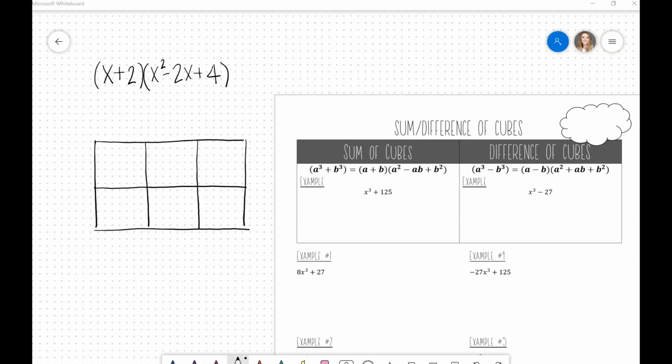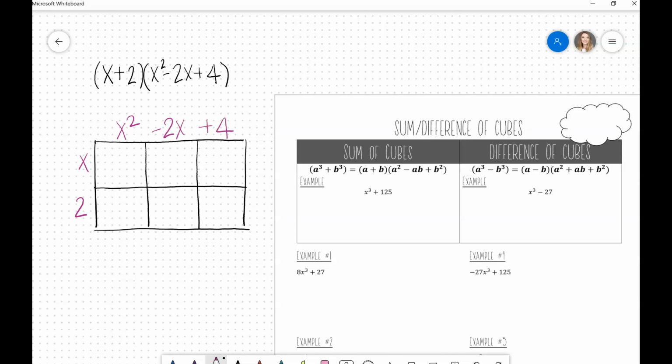In this video, we're going to look at a special case of factoring called the sum and difference of cubes. But before we look at factoring, we are going to expand this product first. So I'm going to use an area model. So on the sides, I'm going to have x plus 2. On the other side, I'm going to have x squared minus 2x plus 4.